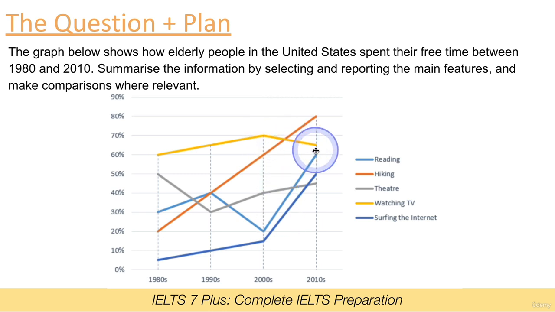Watching TV declines though, however, so that's an interesting development. The 80s is very different to, they're each very different. The 90s, we have a drop in reading, we have an increase in watching TV, and an increase in theatre. So there's lots going on here.